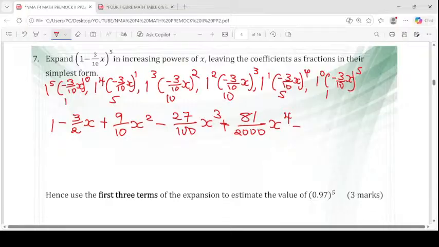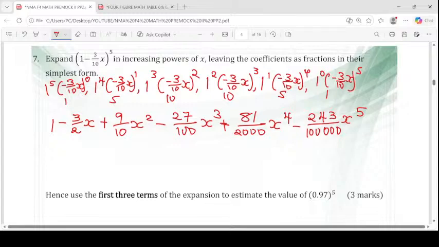I have here negative 3 over 10 raised to the power of 5. This becomes negative 243 over 100,000. So this becomes minus 243 over 100,000 x power 5. That is how we've expanded it. We are done with that expansion part.